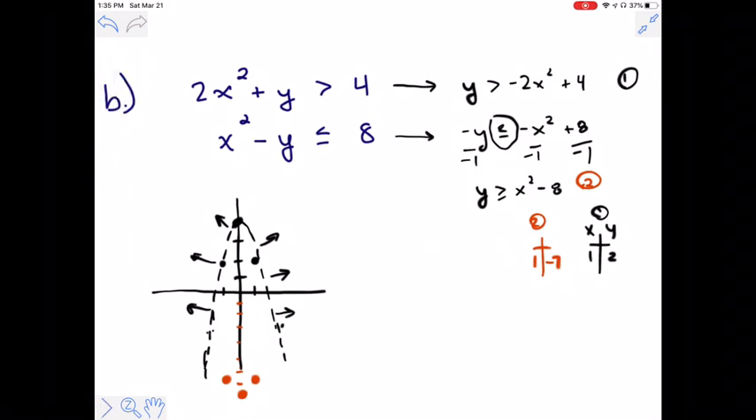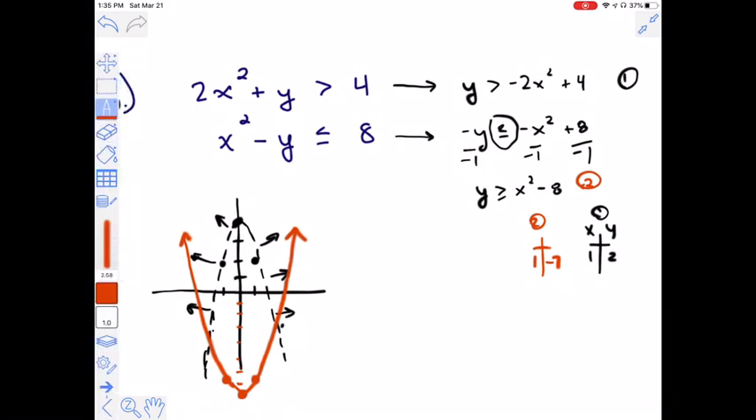Now this one's less than or equal to, right over here, it's greater than or equal to. The equal to part in particular means that I can use a solid parabola. And then the shading, whoops, let me get the same color here.